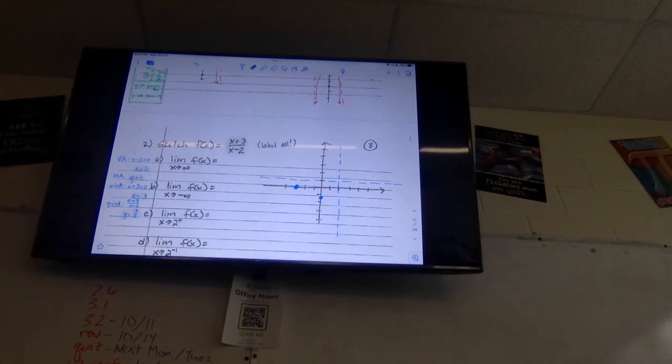Cool. Connect your dots with my asymptotes in mind. And I sketch in the opposite quadrant. To sketch, so mine's kind of ugly, but it's okay.